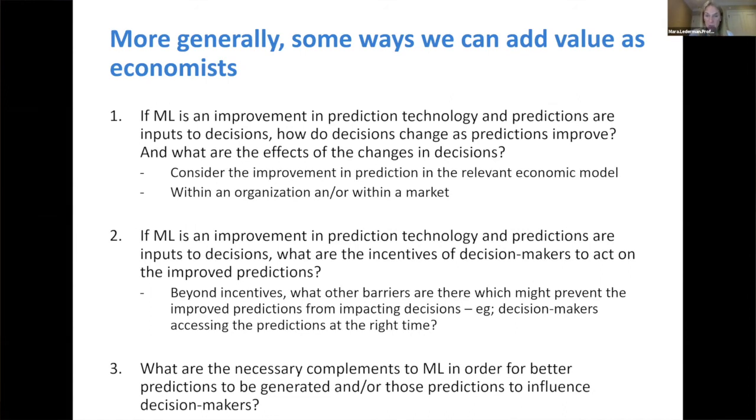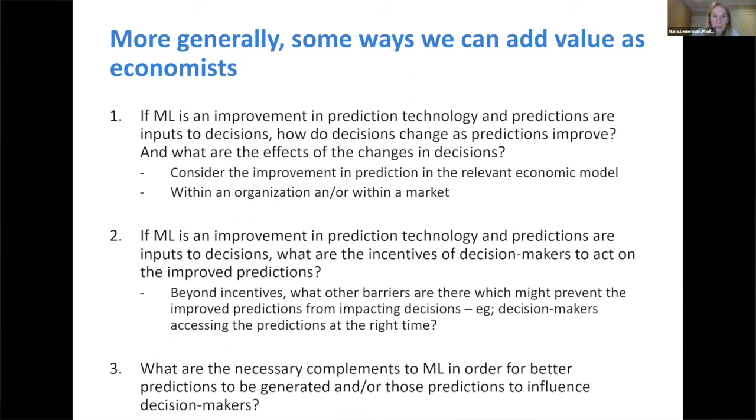Consider the improvement in technology in the relevant economic model, right? So how do these changes in prediction leading to different decisions work through, let's say, the organization, or work through a market? So one application of prediction is in hiring decisions. It's not enough to just show that if we apply machine learning to screening of resumes, we hire different people. We want to apply what we understand from personnel economics and organizational economics about what that means. What does that mean for the hierarchy of the organization? What does it mean for career concerns? We don't want to stop and say, oh, different people are hired. We don't really care about that.